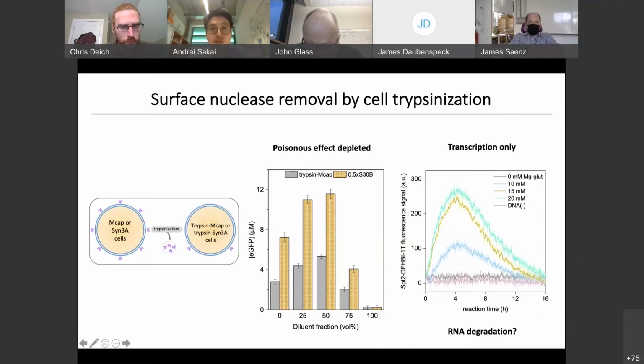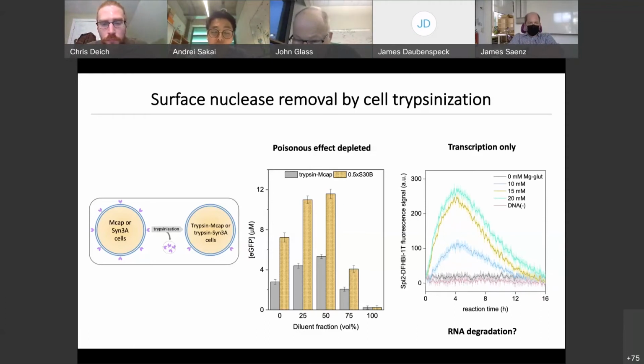coli lysate with the buffer, in this case, the S30B buffer. So what we saw here is that this trypsinization can help reduce the nuclease activity in the lysate. And in this case, for this trypsinized lysate, we saw a small amount of transcription. So here is the expression of this spinach 2 aptamer over time. So we can see transcription, but we were not able to see translation yet. So we kind of started fixing our system, but not completely.